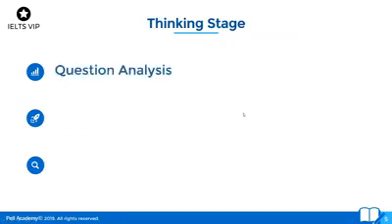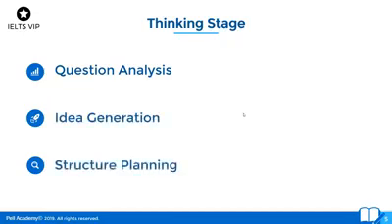So the thinking stage. The thinking stage is made up of 3 different elements. Number 1 is question analysis. So thinking about the question, thinking about what it is actually asking you to do. Number 2, idea generation, trying to think of ideas. And number 3, structure planning, taking a structure and inserting your ideas into that structure, and that will provide you with a map of exactly what to do during the writing stage.